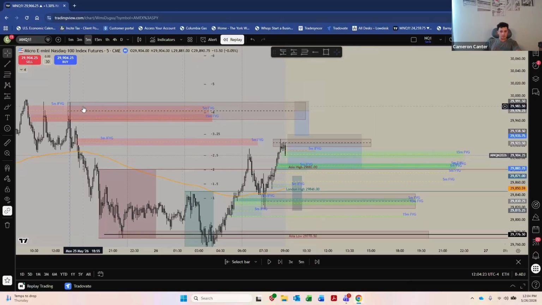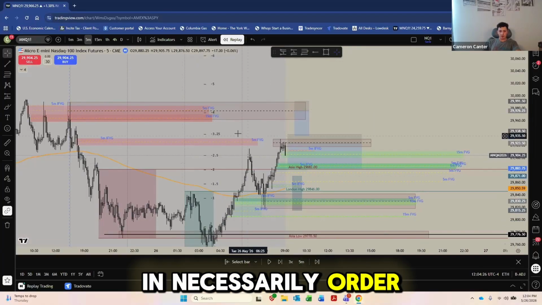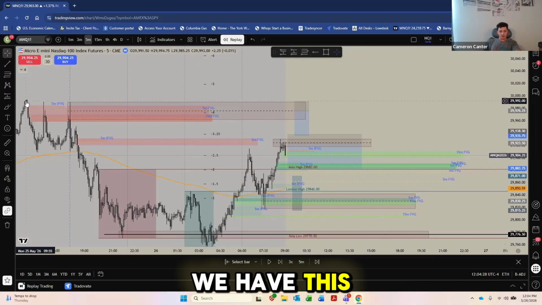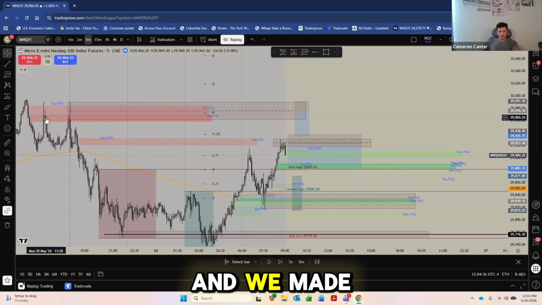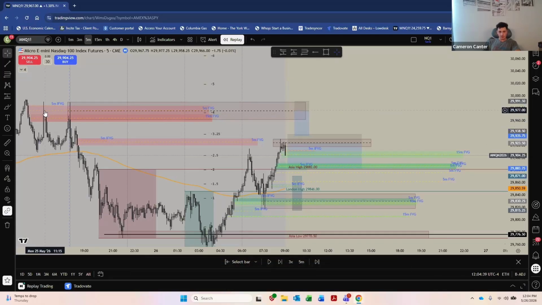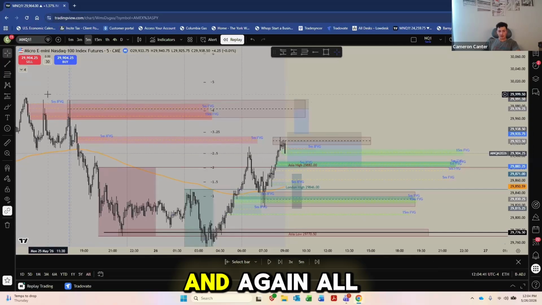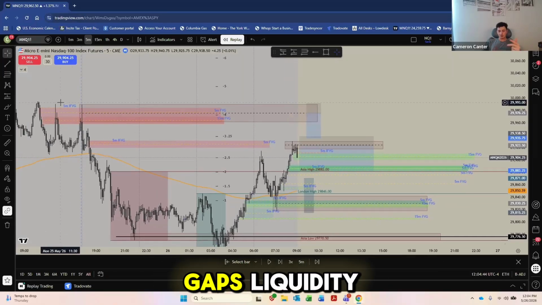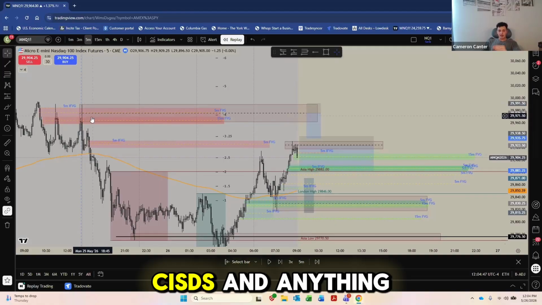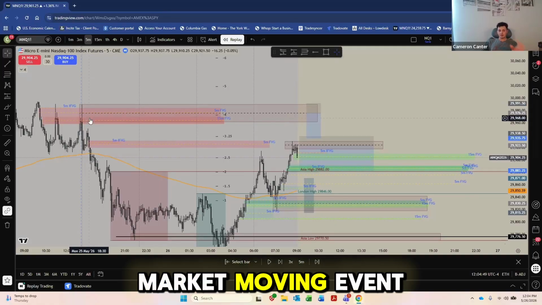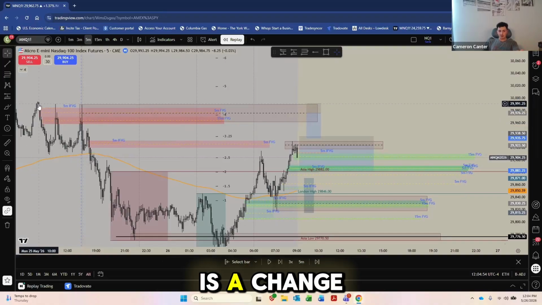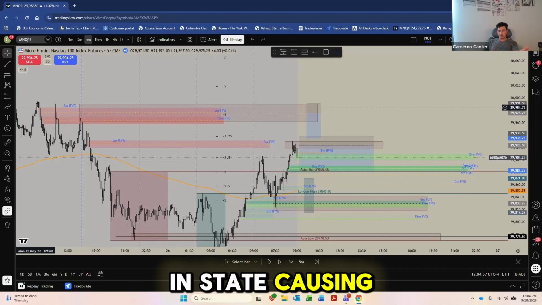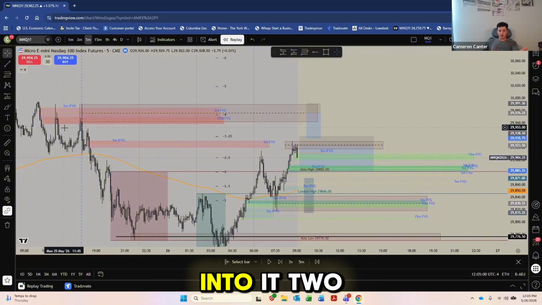I'm not gonna show you why I took the 3 trades I took. One, just top to bottom, but not necessarily in order. Top to bottom, we have this move lower off of the Monday open, it looks like, which I also did not trade. And we made this rejection right here. And then we came through, we made another rejection. And again, all a rejection is, is fair value gaps, liquidity, CISDs, and anything where there's a market moving event or a market turning event, and then you wick into that event, right?